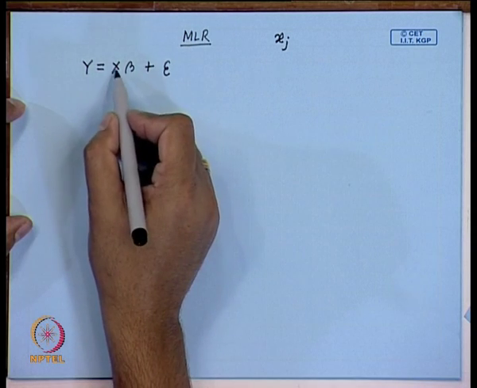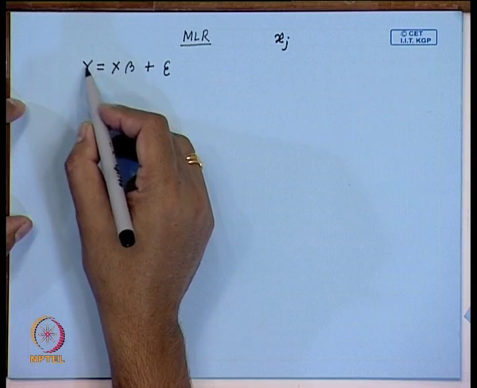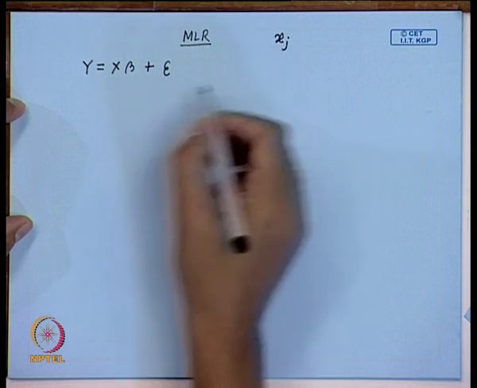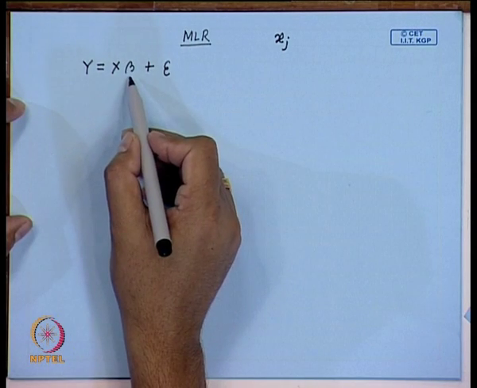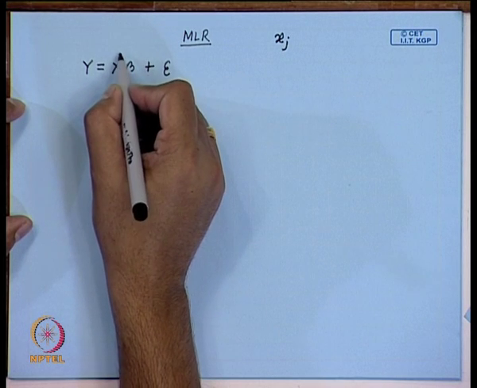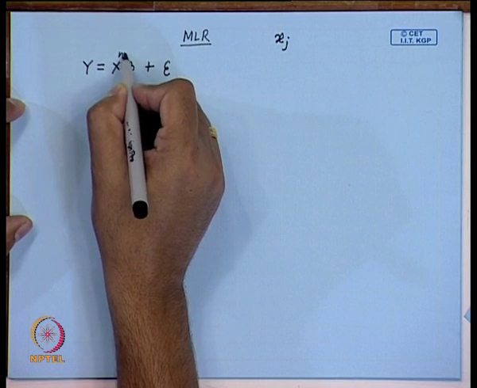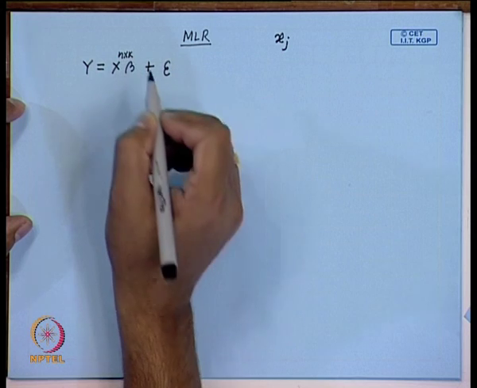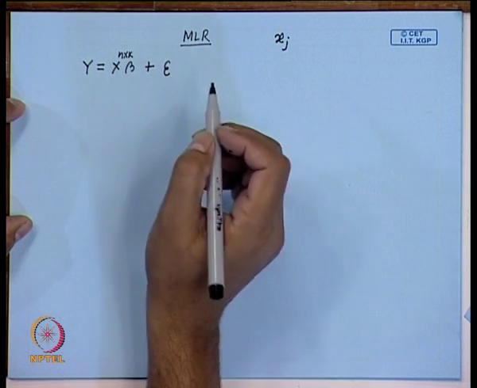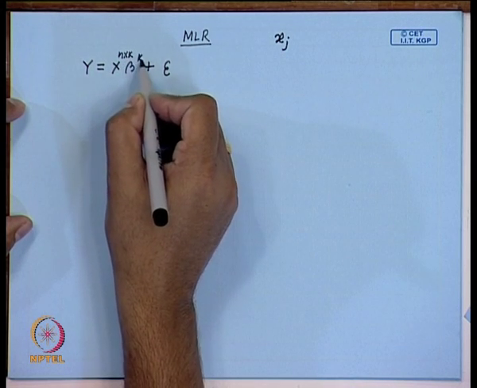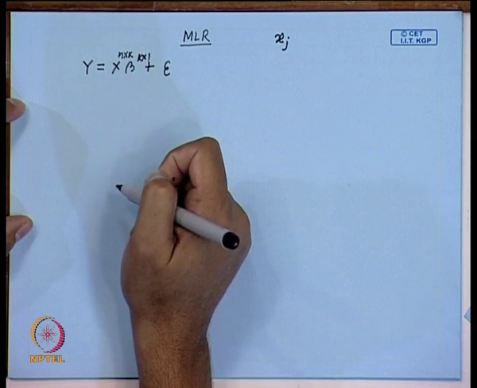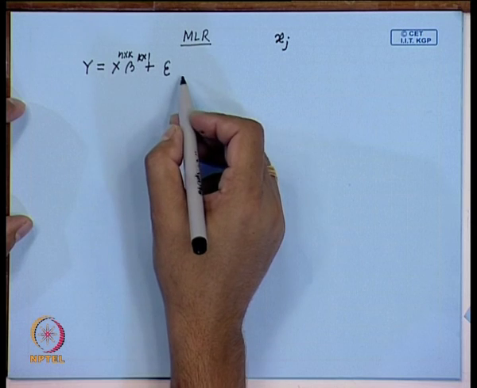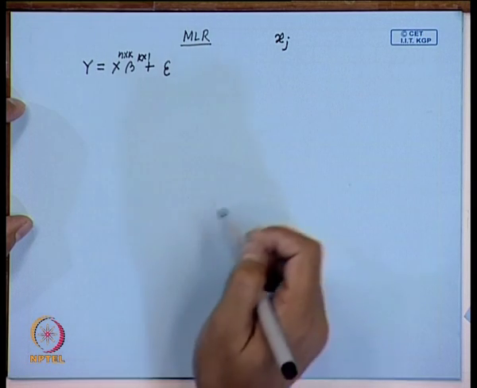Okay. You know what this is: y is the vector of y1, y2, up to yn, and beta is the vector of coefficients. So, X is an n cross k matrix, and beta is k cross 1. So, beta consists of beta naught, beta 1 up to beta k minus 1, and epsilon is epsilon 1, epsilon 2 up to epsilon n.